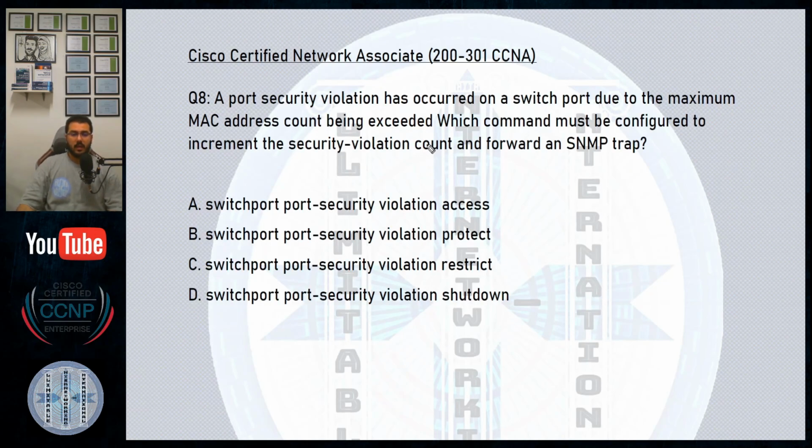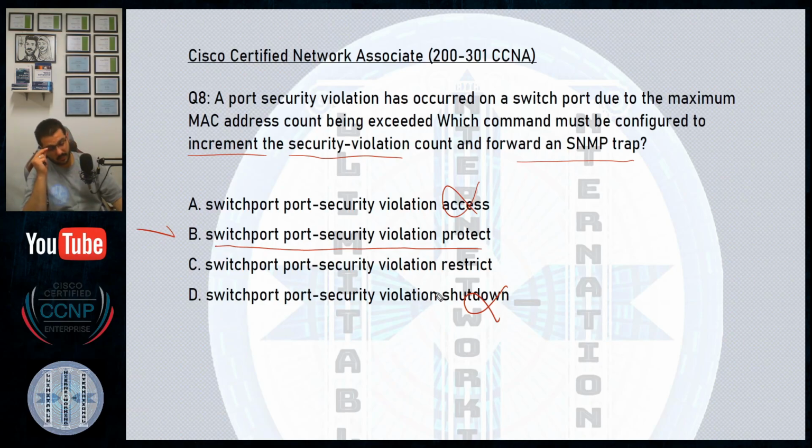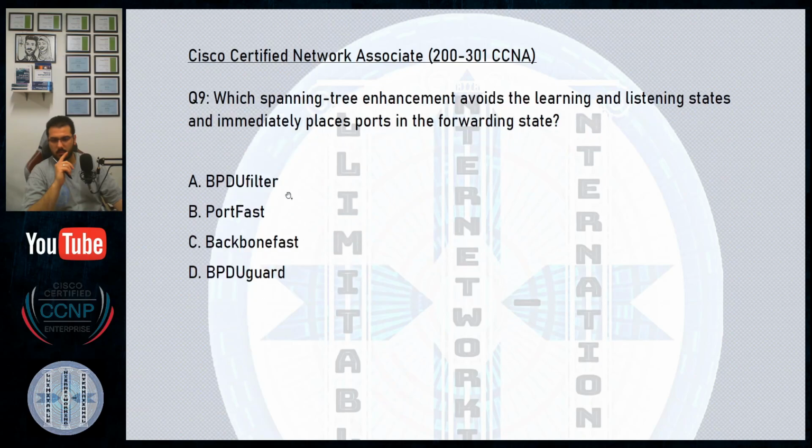A security port violation has occurred on a switch port due to the maximum MAC address count being exceeded. Which command must be configured to increment the violation count so that it would increase like 1, 2, 3, 4 when you show this one, and forward an SNMP trap? Not the shutdown, not the access. I believe it was the protect, if I'm not mistaken. We did answer such a question before, I believe in June or July or April. We did answer that correctly when we had the output showing on the right based on the question. But if you remember something better than me, please inform me.